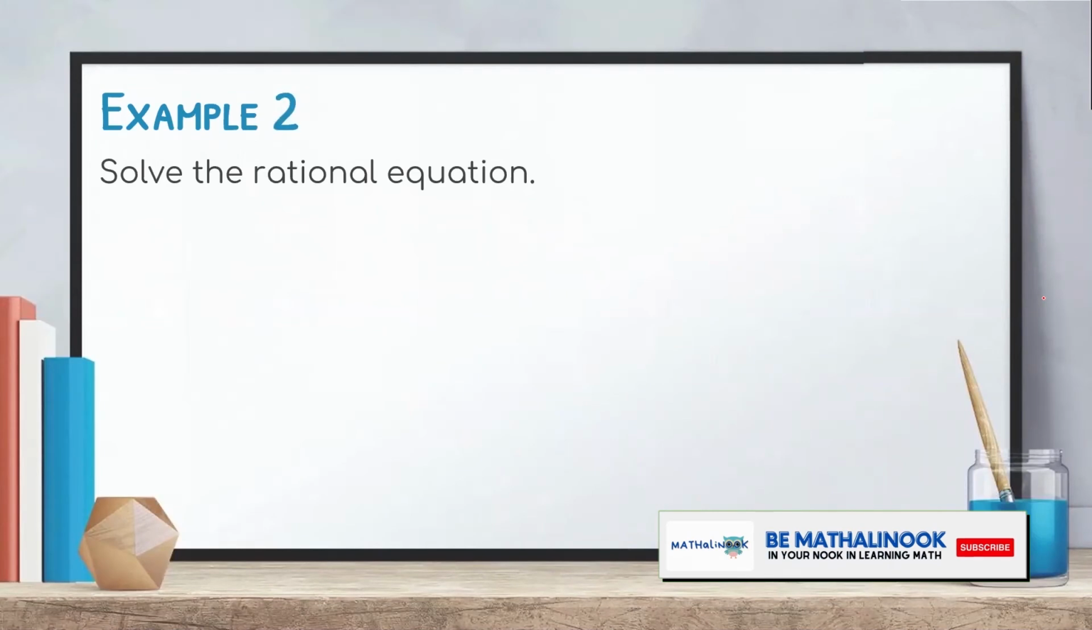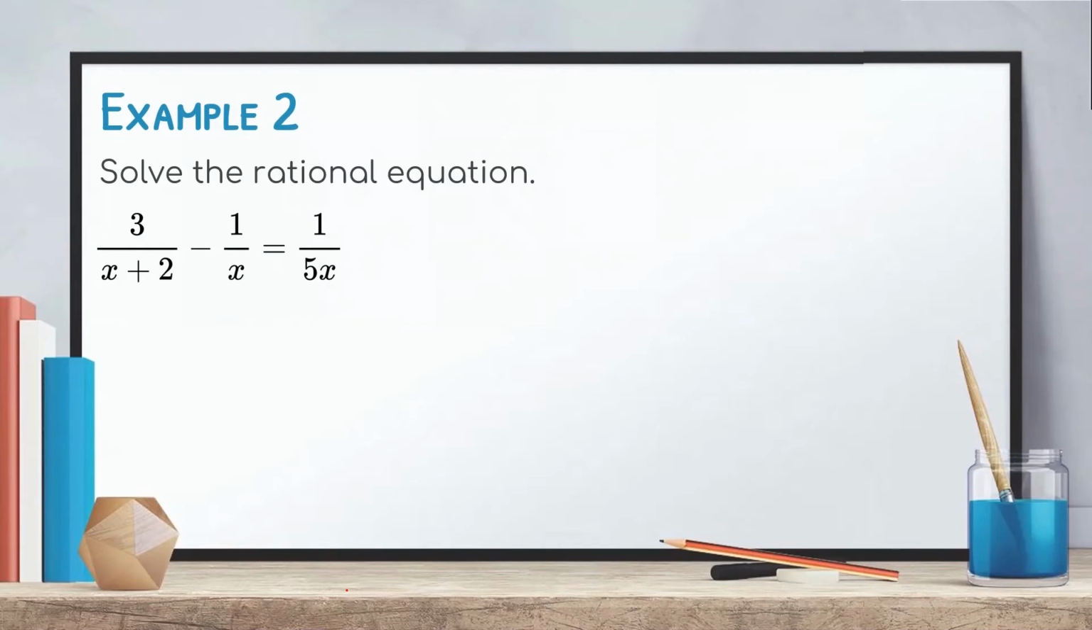Let us have another example. Solve the rational equation 3 over x plus 2 minus 1 over x equals 1 over 5x. In this given, notice that there are two rational expressions on the left side of the equation. Hence, we cannot use cross multiplication. To solve this, we need to multiply the whole equation by the least common denominator. To find the least common denominator, look at the factors of our denominators.